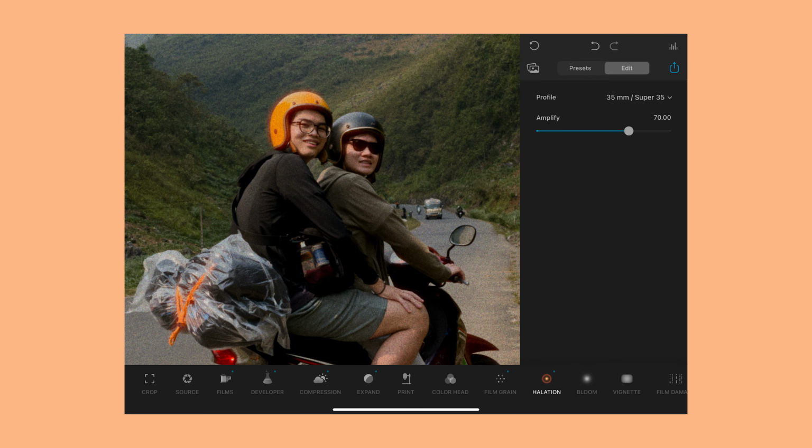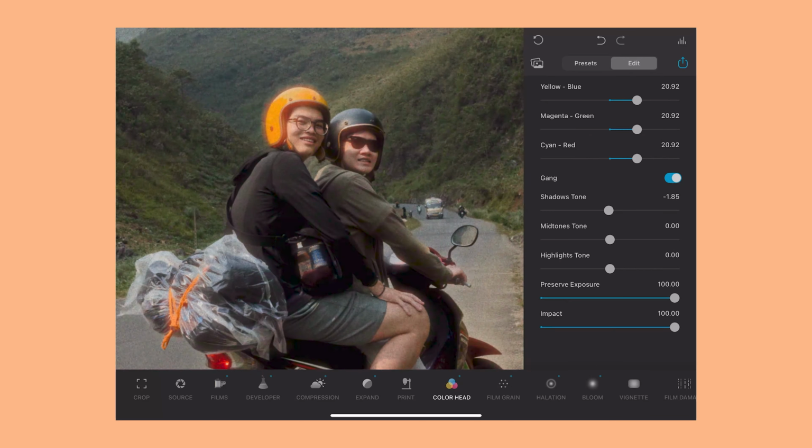And after I put on these film simulations, they do remind me of the TIFF scans that I would often get back from the lab. And from there on, I would work on adding grain, halation, bloom, or make some edits that I would do normally with the TIFF scan.